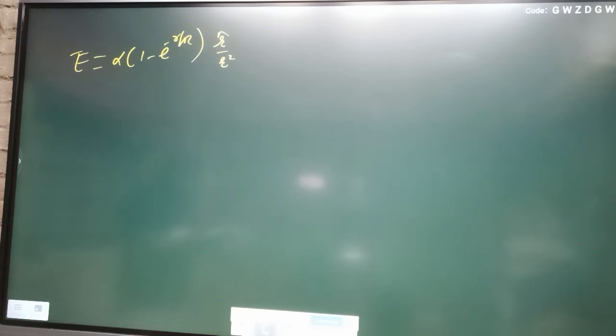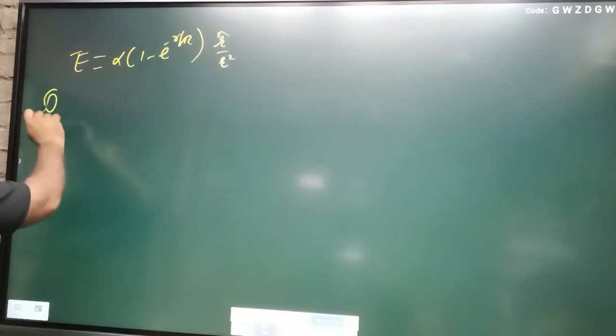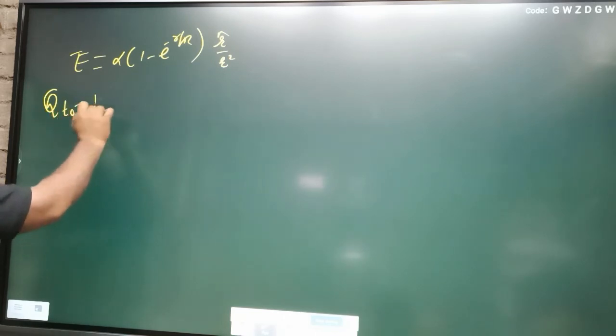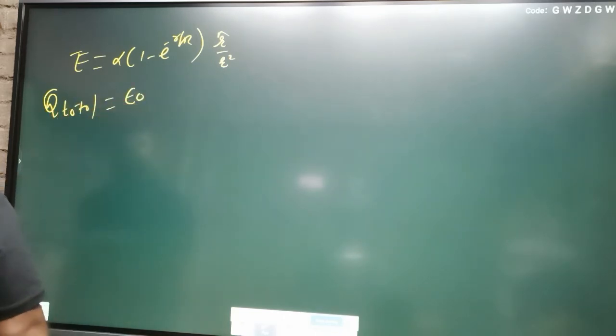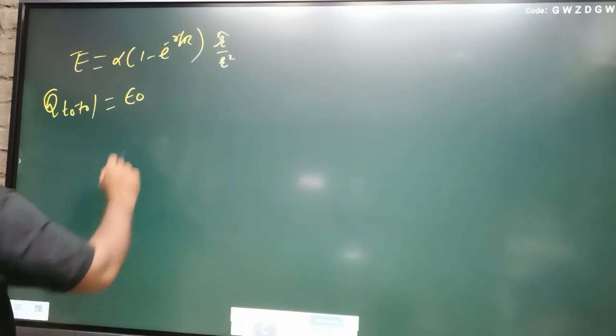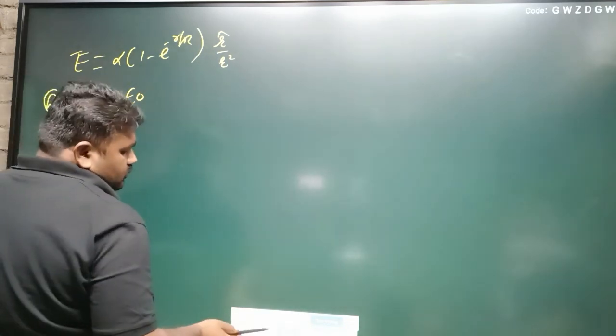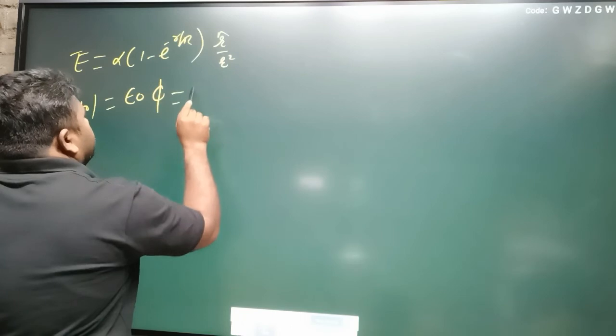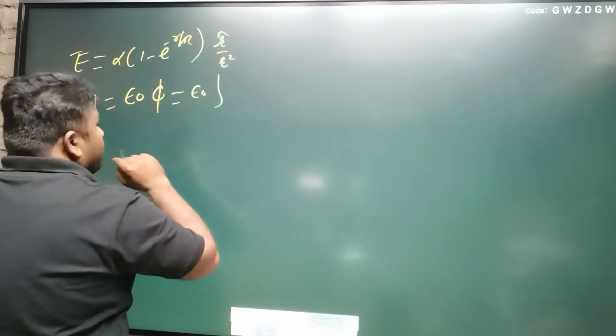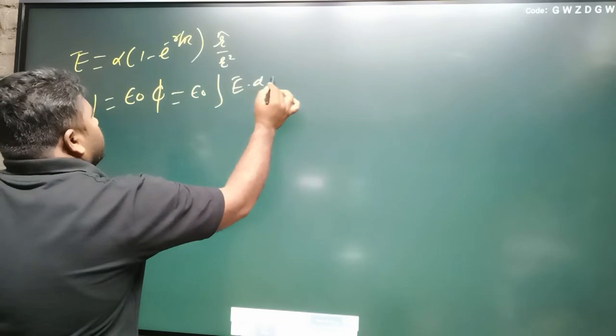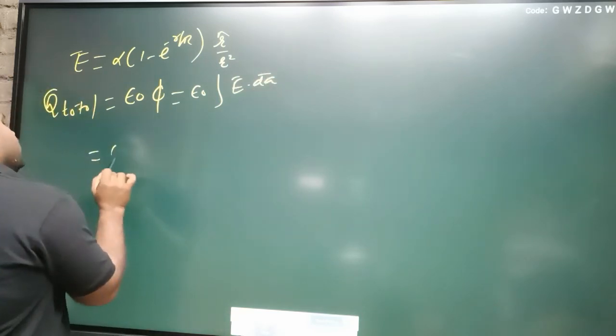What do we have to find out? Find the charge. How to find out the charge? First we have to find phi, and phi into epsilon naught is the charge. Can we directly take Q? Q total is equal to epsilon naught into integration of E into dS, or we can take phi. Phi is equal to integration of E bar dot dA bar, and Q is epsilon naught times that.